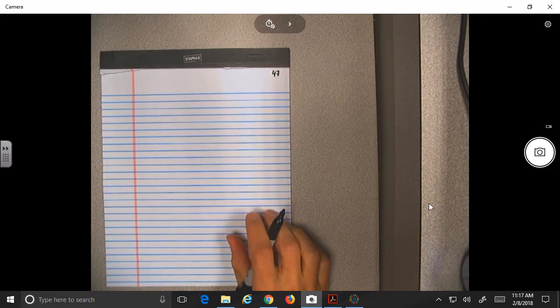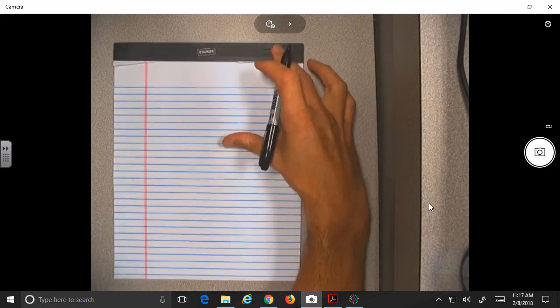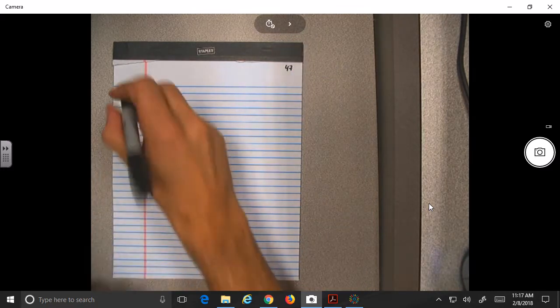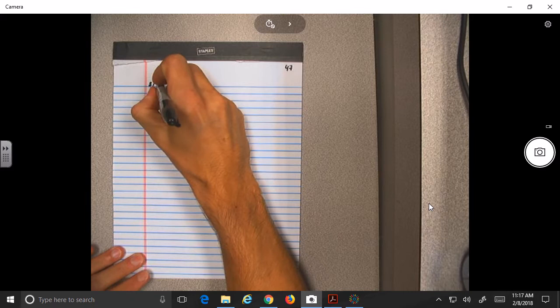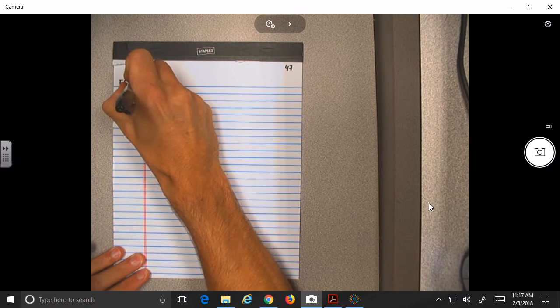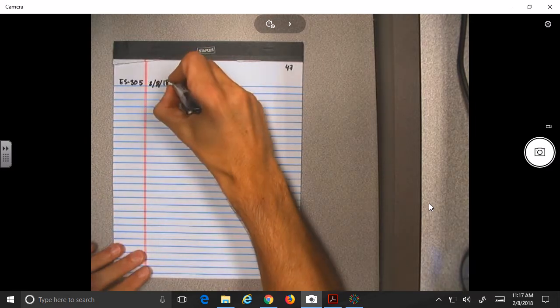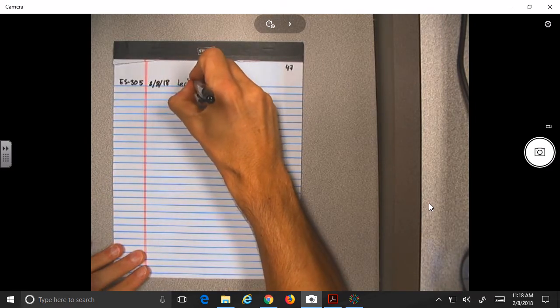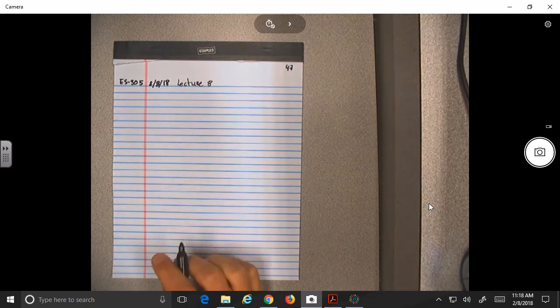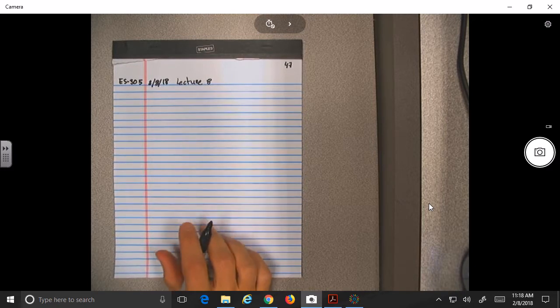So page 47. The exam one probably will be after the next homework. Okay? So 47. What is today? February 8th. And I think this should be lecture 8, okay. It's Thursday, so I don't want to start anything new on the theory.